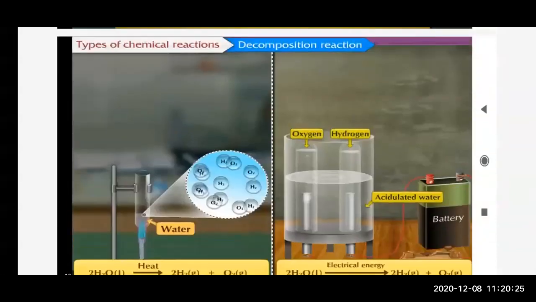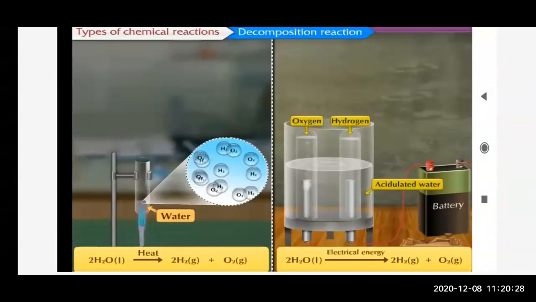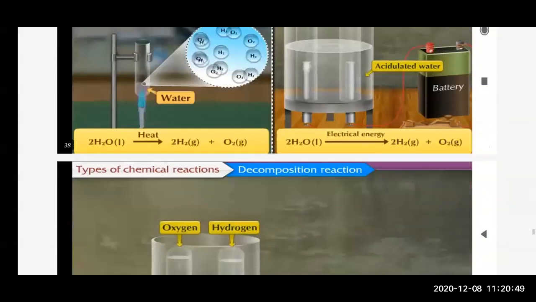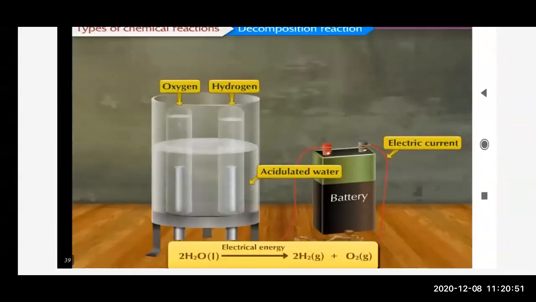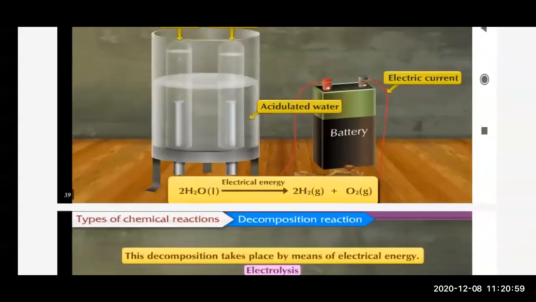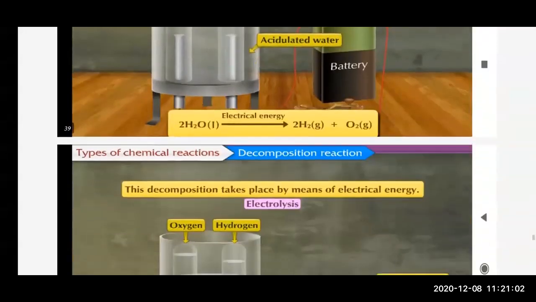We have studied in the previous standard that water decomposes into hydrogen and oxygen gas on passing electric current through isolated water, right? And this decomposition takes place with the help of electrical energy. So the reaction is written in front of you. The water decomposes to form hydrogen gas and oxygen gas, and this is also called electrolysis. So this decomposition takes place by means of electrical energy.